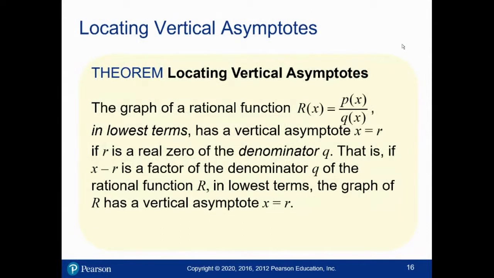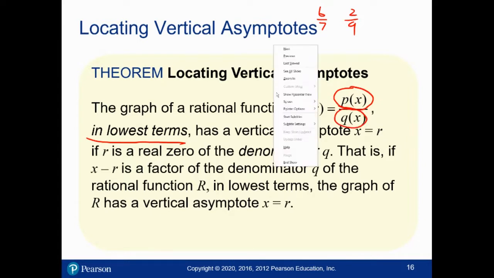Okay, so how do we find where these vertical asymptotes and horizontal asymptotes are? First, let's talk about vertical asymptotes. We've got a rational function, so p of x and q of x are both polynomials. However, now we have this term, in lowest terms. What does this mean? We're taking the notion of a rational number, a ratio of integers, like 6 over 7 or 2 over 9. This is an integer over an integer. But we're extending it to be integer powers of x over integer powers of x. That's what a rational function is.